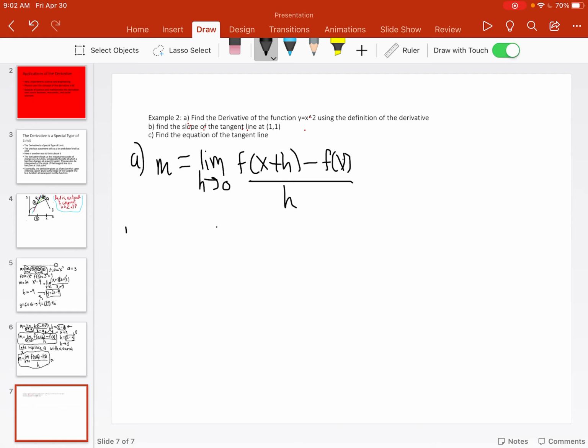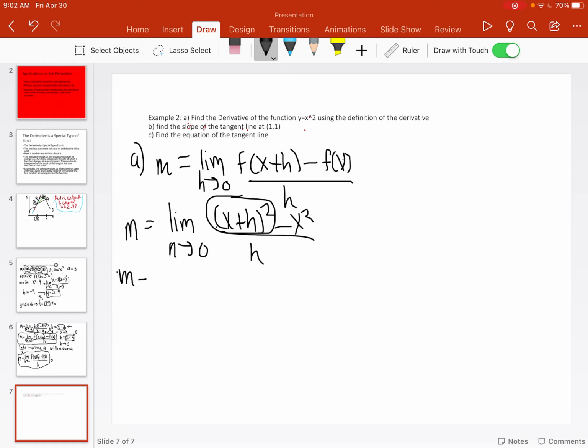m is equal to the limit as h approaches 0 of (x plus h) squared minus x squared, all over h. So let's expand this. What do we get?